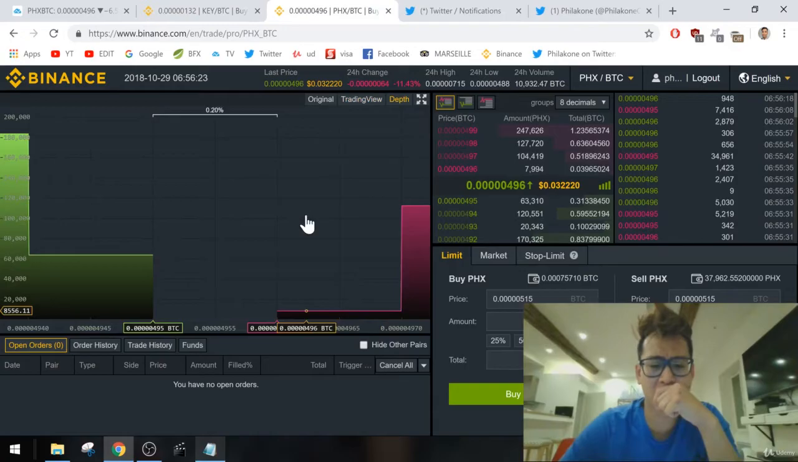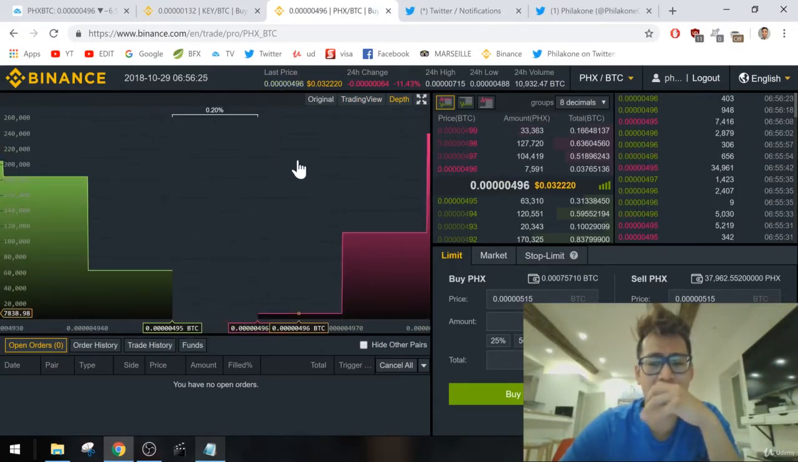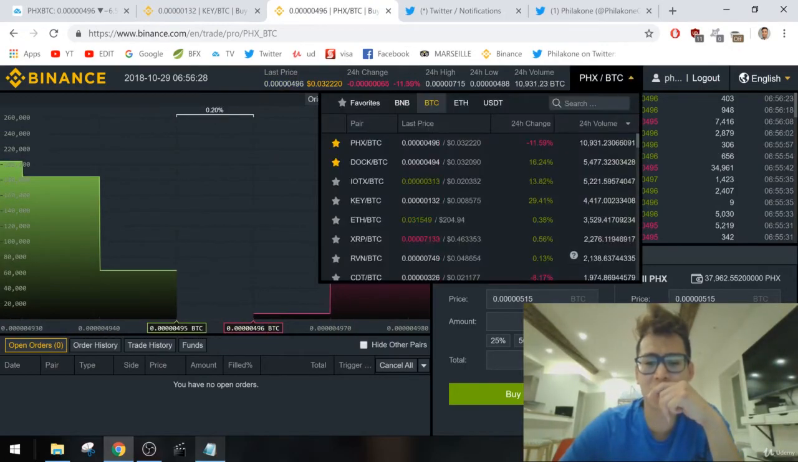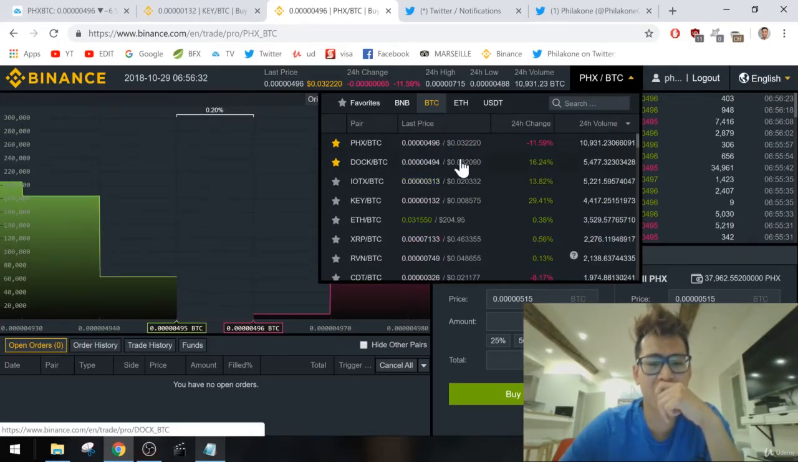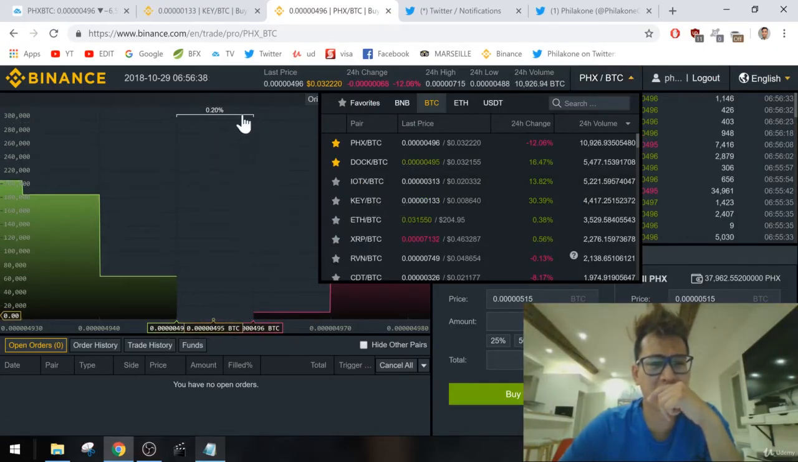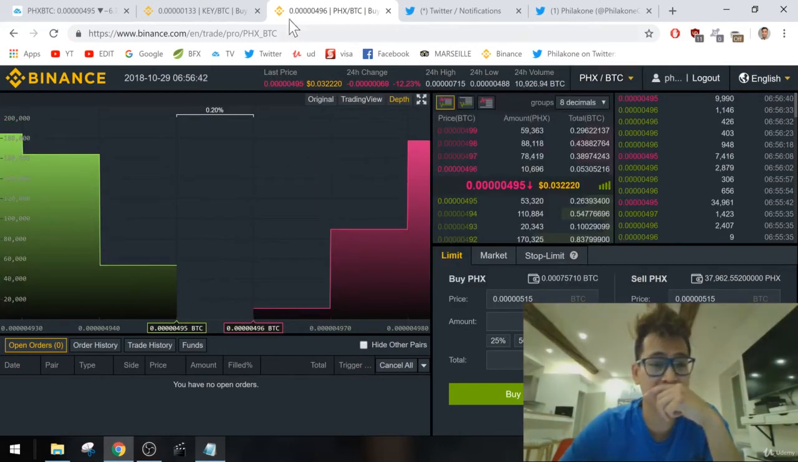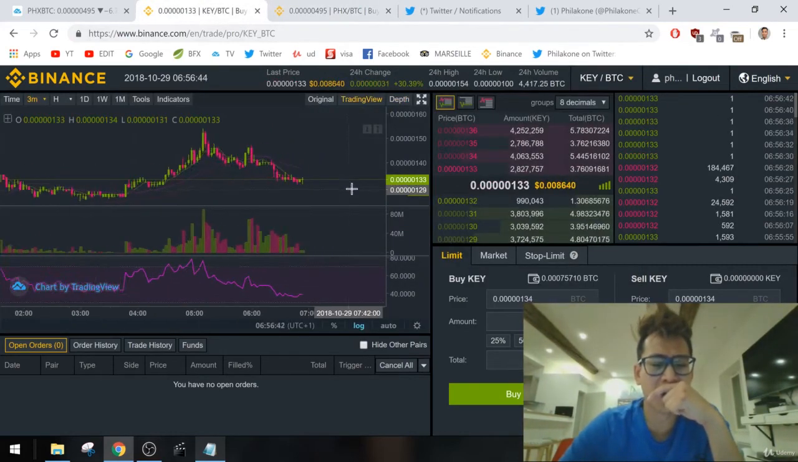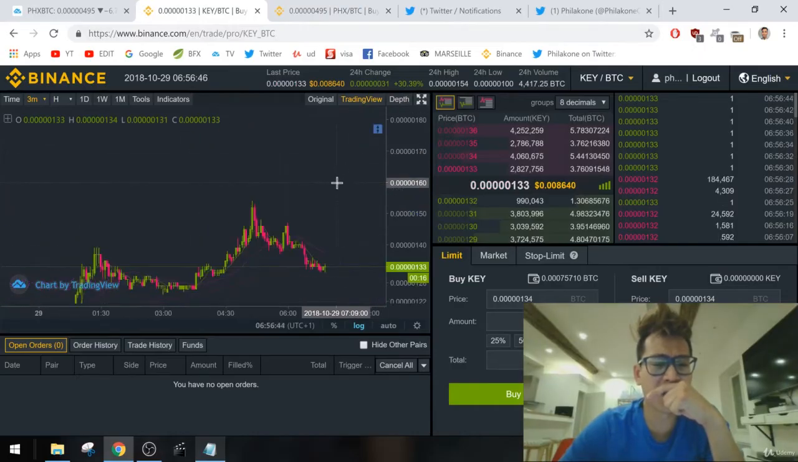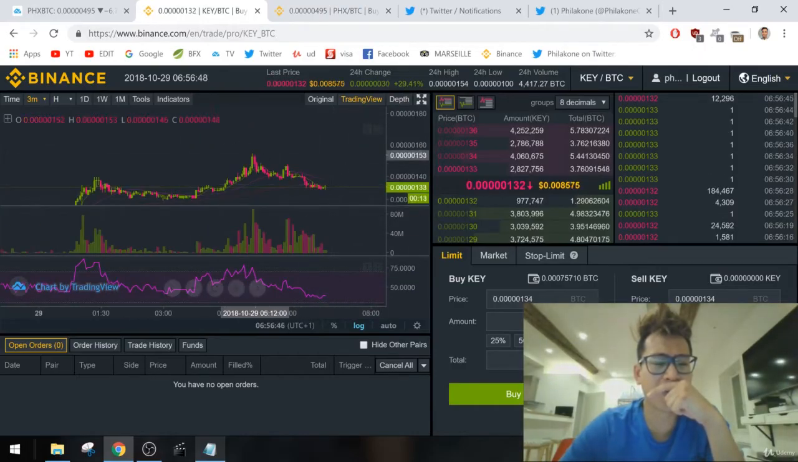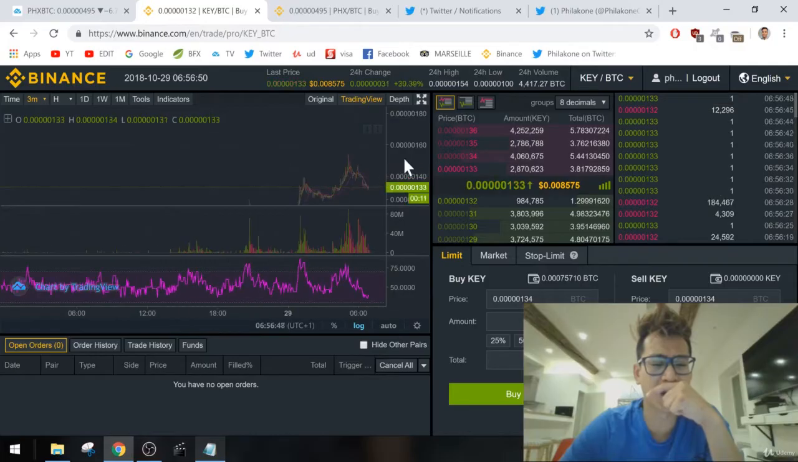You look at PHX here, guys. The reason I'm focusing on these coins is because they're the most volatile, as you guys notice: PHX, DOC, Key, BTC, IODX. That's why I'm looking at them. They've got a lot of volume and they're super volatile, especially Key, because it moved up 30%. Key is still somewhat holding here, but I don't know how much longer it's going to hold.